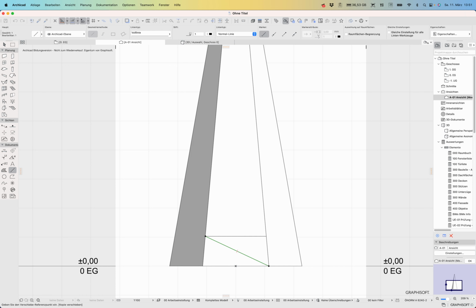The same to this. Project it to the other side. Project it to the other side, and so on. That should be enough, I think.